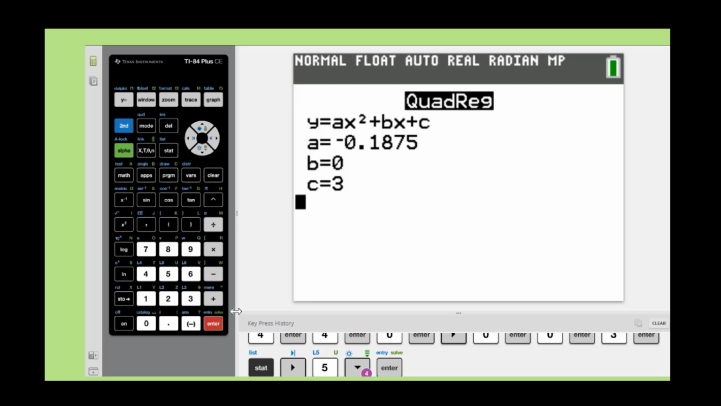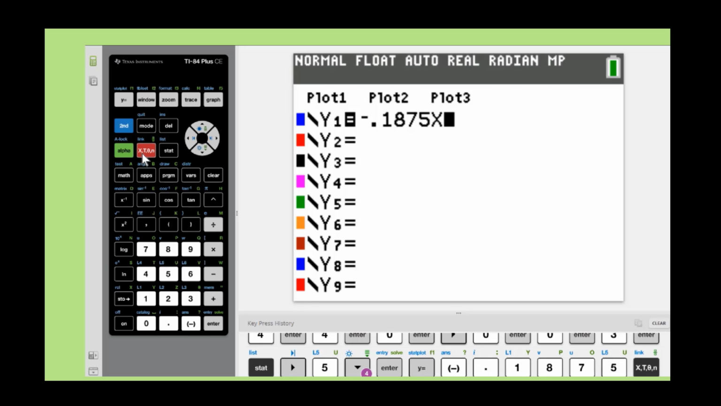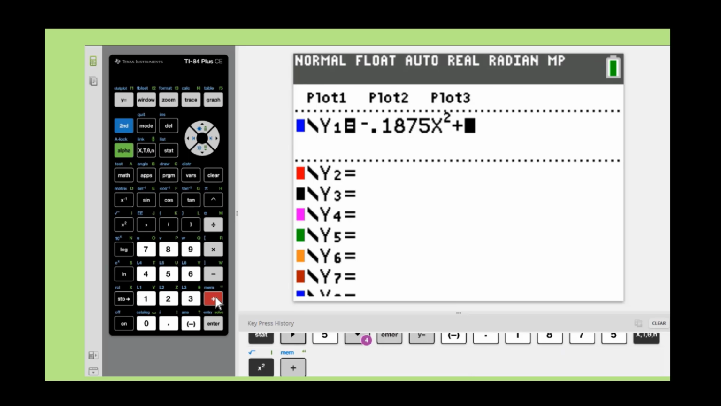There we go. So we have Y, and then our A is going to be -0.1875, plus our B, which is 0, so 0 times X, plus 3, okay? That is the quadratic equation you would come up with. And so let's go plug that in. I'm going to go ahead and put -0.1875 X squared. I don't have a B, but I'm going to just put it in here, 0 times X. Okay, that's not going to do anything. But then our C value was plus 3.